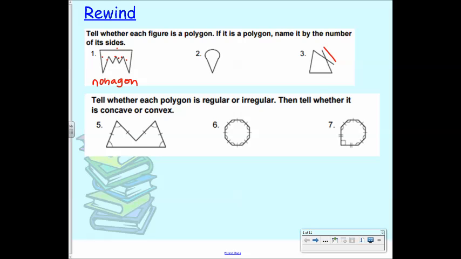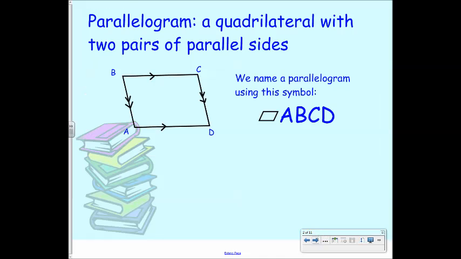So moving on, today we're going to talk about a specific polygon, and we're going to spend a lot of time talking about parallelograms. And the reason we're going to spend a lot of time talking about parallelograms is because, as you guys might have noticed, we spent a lot of time talking about parallel lines in general. So parallelograms are quadrilaterals with two pairs of parallel sides.